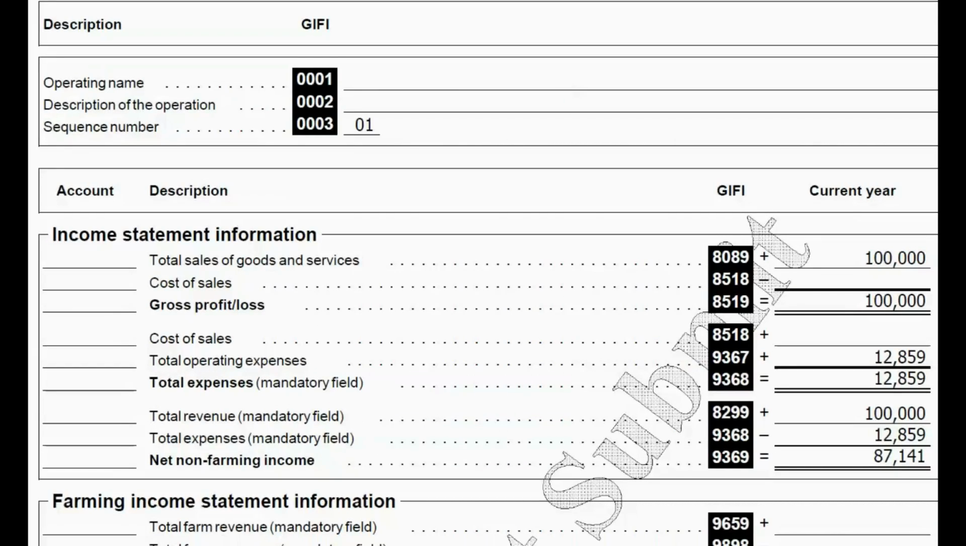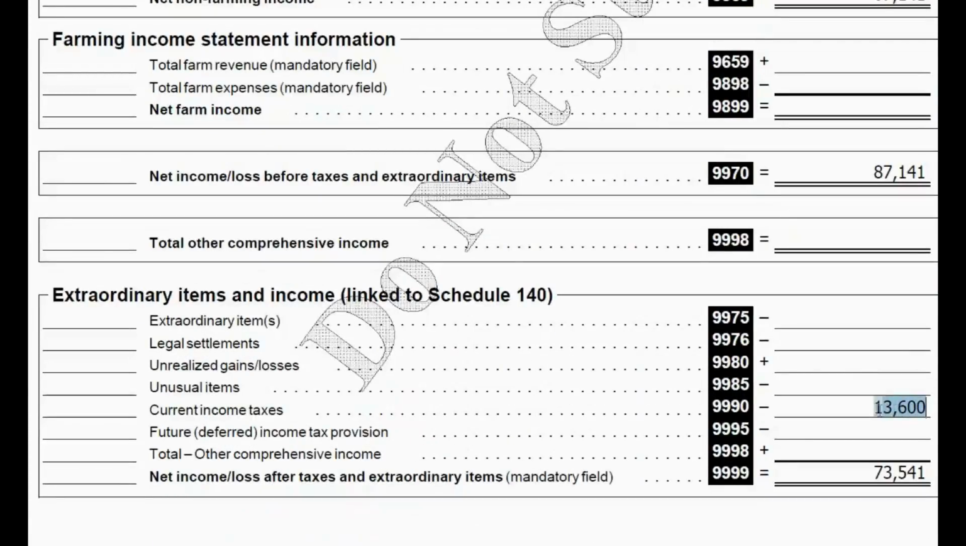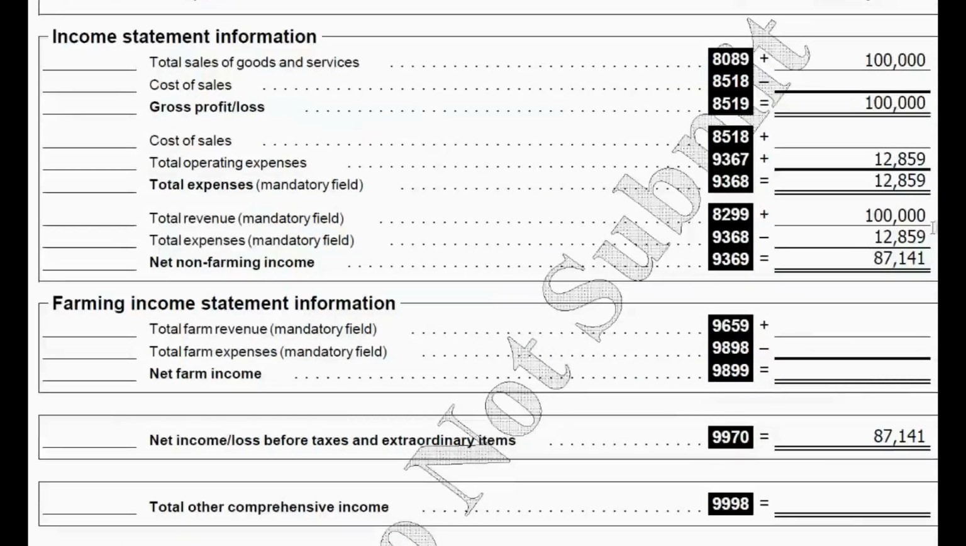Likewise, operating expenses are $12,859, and income tax expense is $13,600. This gives us a net income of $73,541, which ties exactly to the Excel-based income statement. Let's take a closer look at operating expenses and the associated GIFI codes that make this up.